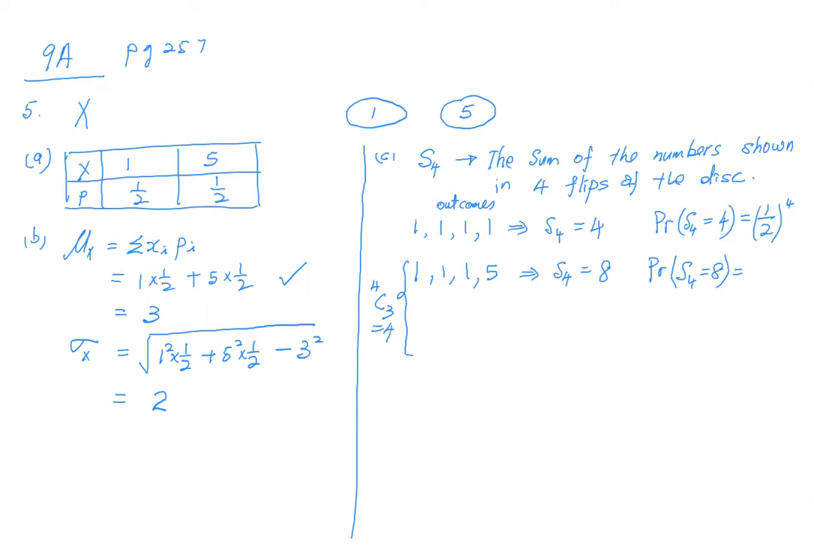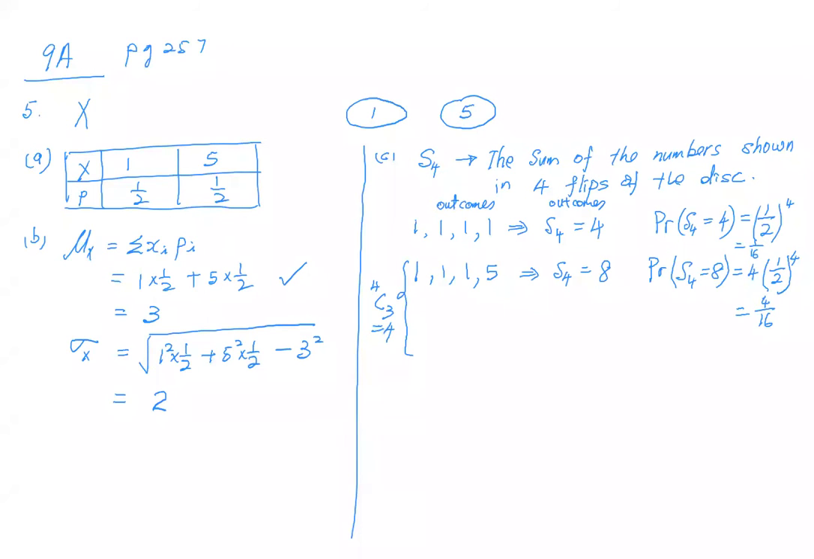So I times 4. Since getting a 1 and getting a 5 is the same probability, I can just put 4 times half to the power of 4. So this one is 4 over 16, which is 1 over 4. Okay, so you see this is the outcome for S4.